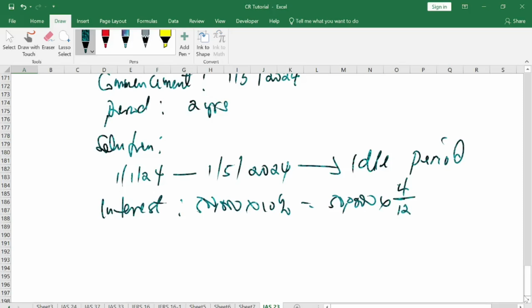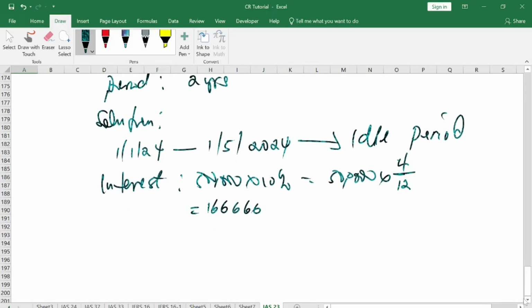Was not in use. So for these 4 months, within that accounting year, what happens to it? You cannot capitalize this interest. So when you calculate this on 500,000, you will get 1,66666. Right, this is how much you are going to get. So this is the 4-month interest, and this 4-month interest will be an expense.